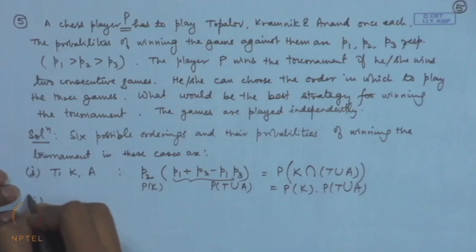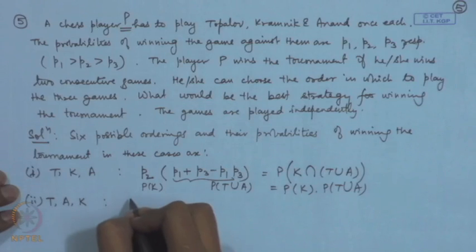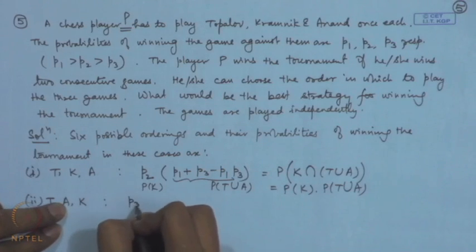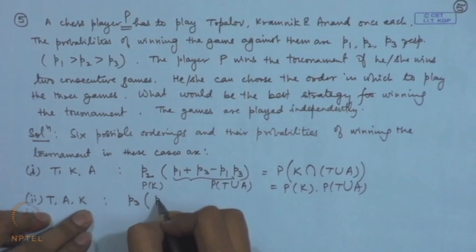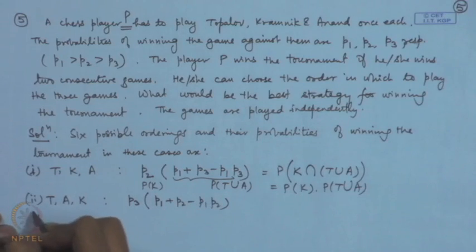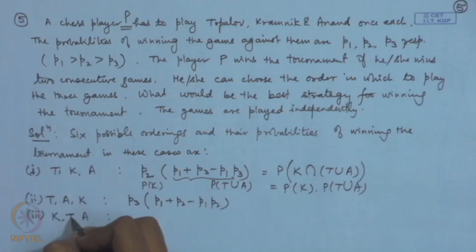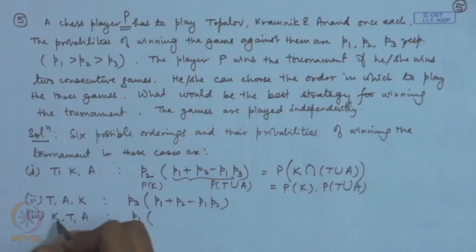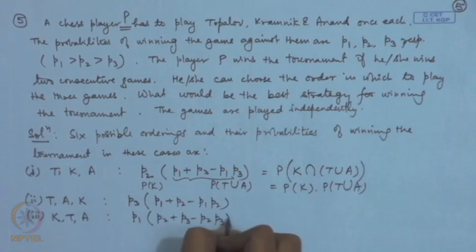Now, if we apply the same argument, we can consider all the possibilities T, A, K. So, the second one we should win, that is P 3, and then out of T and K at least one should be won. So, this will become P 1 plus P 2 minus P 1 P 2 if we apply the same argument. If you look at the third, we play K, then T and then A, then you have to win the second one, that is P 1, then out of K and A you should win at least one, that is P 2 plus P 3 minus P 2 P 3.